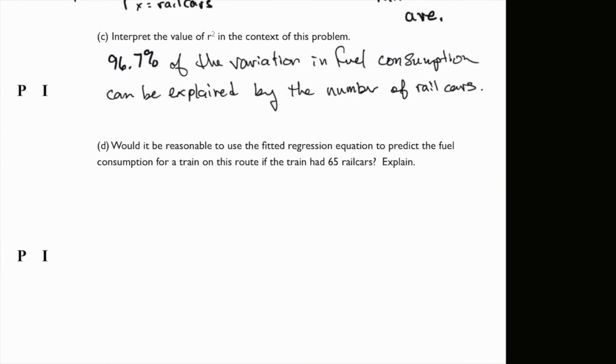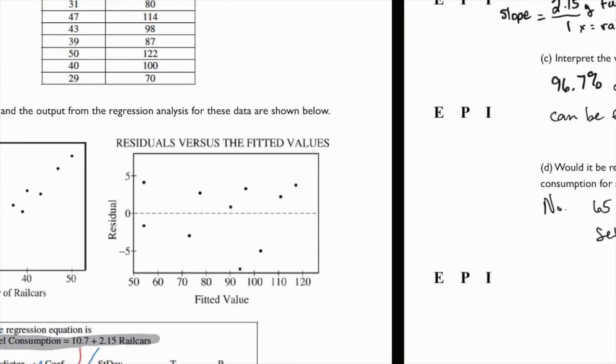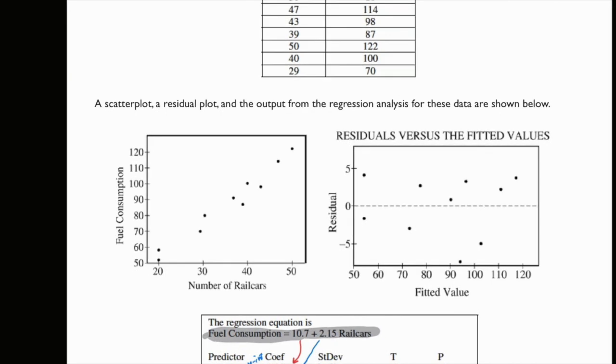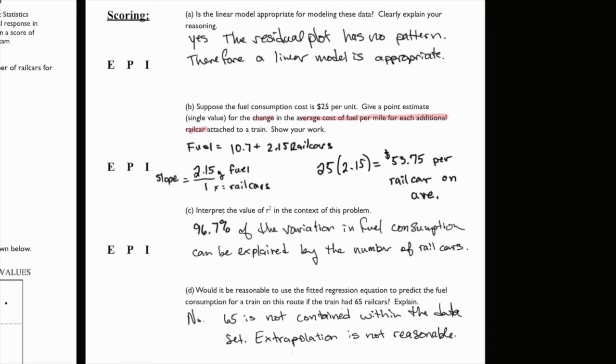It would not be appropriate. This is an extrapolation. So we would have to say, no, it's not reasonable. No, 65 is not contained within the data set. Extrapolation is not a reasonable endeavor, right? We don't ever want to trust something that we don't have data to fit. If we look at our data set here, we know that it goes up to about 50. Going to 65 would be quite a bit outside of my data set. Now this may be true, but I don't have any data to back it up. I don't know that it would be a reasonable assumption to make.